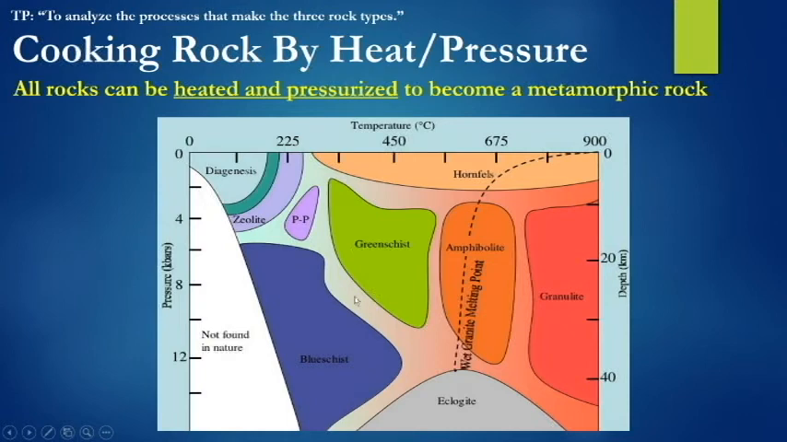And what this chart is showing here is basically different types of metamorphic rocks. So as you add temperature, as you add pressure, you could have different types of metamorphic rocks. And again, as you add more heat and more pressure, a metamorphic rock can actually change from one into another. That's a little more complicated though.